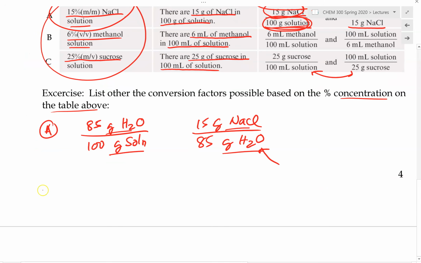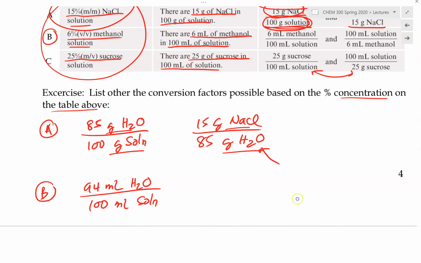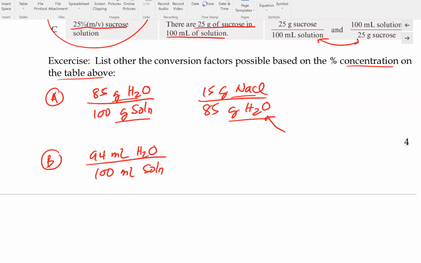So now, if we were to look at solution B, would it be possible for us to come up with other conversion factors similar to solution A? Can we write 94 milliliter of water over 100 milliliter of solution? What do you guys think of that? Can we write this conversion factor? Is it correct? And the answer is no. It would not be correct.